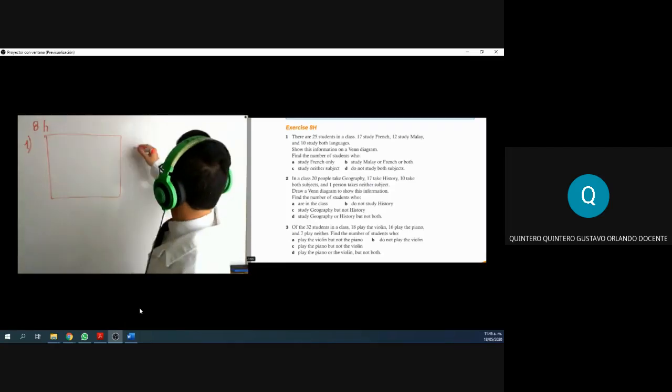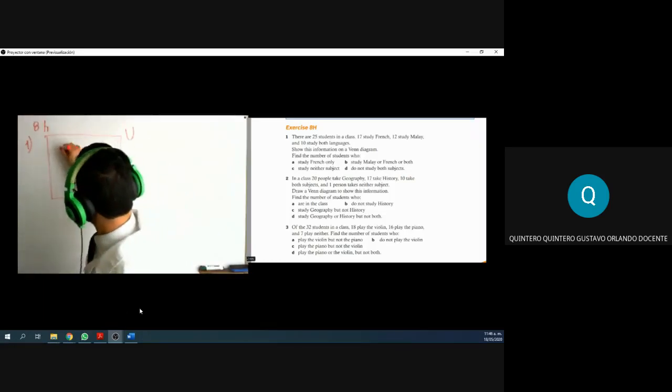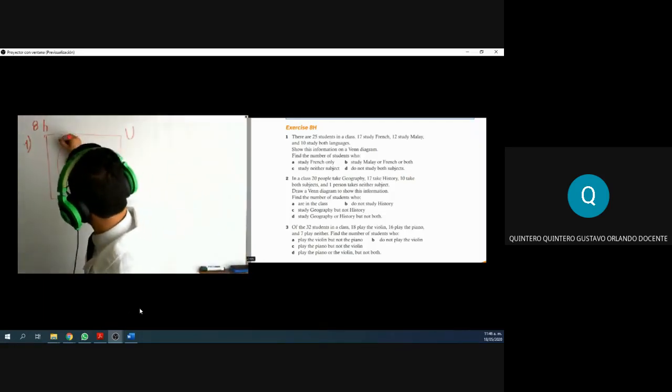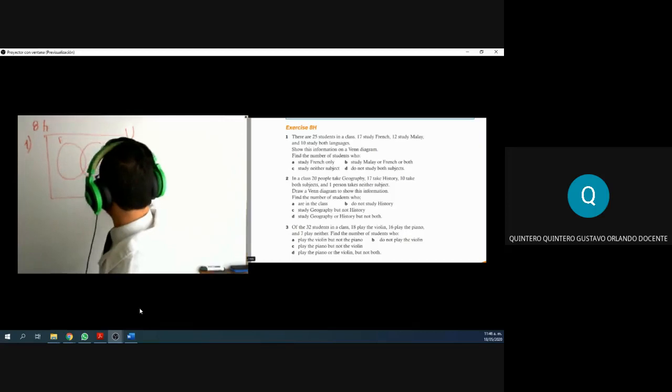Let's try to show a Venn diagram. Any Venn diagram begins with the universal set. And inside of that set, we are going to have our two sets of studies. One is going to be French, and the other one is going to be Malay. So let's do a little ball for French, and then another one for Malay, which I'm going to call M. I have the students who study French, and then the students who study Malay.